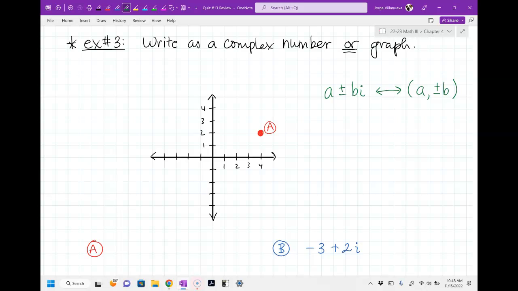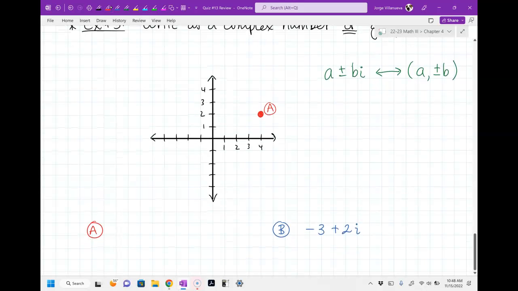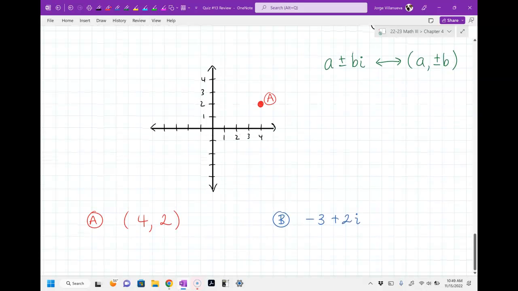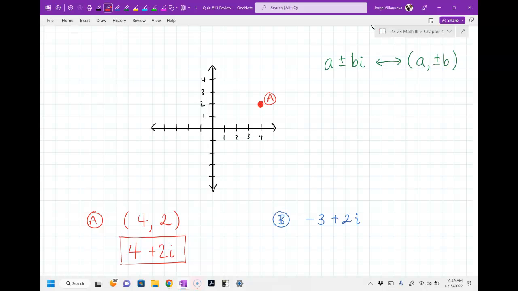Okay, so let's look at part A. What is the coordinate point for part A? Not the complex number. If you just tell me what the point is for part A, what's the coordinate? 4, 2. All right, 4, 2. Now that's not the answer that I want, but that's going to get me to the answer that I want. Because if the point is 4, 2, then how do I write it as a complex number? There you go. And that's it. You're done. 4 plus 2i.